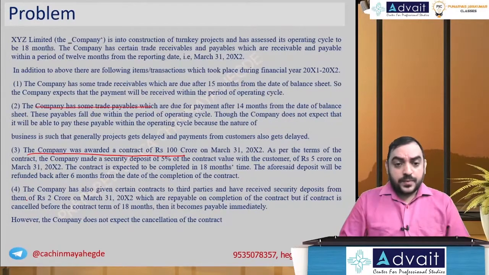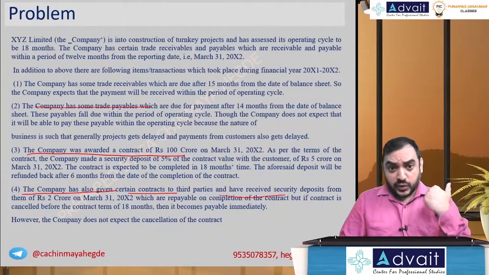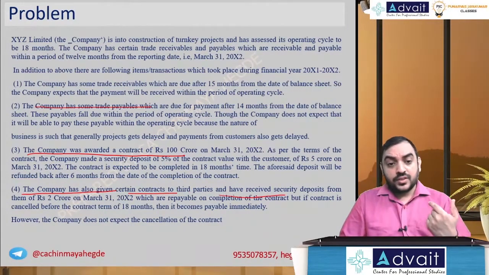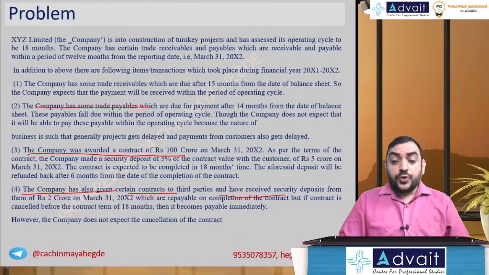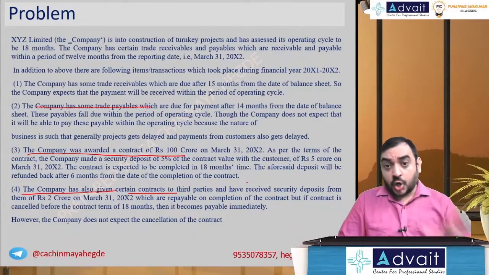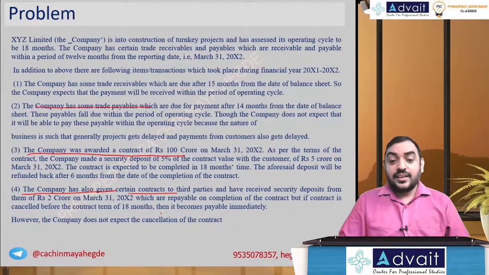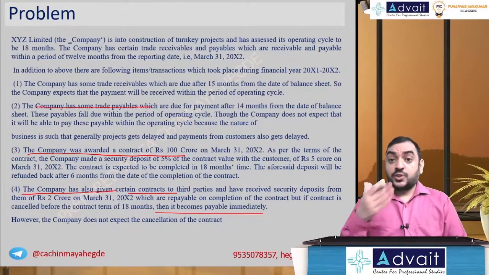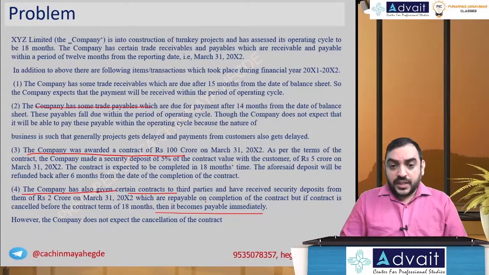Next, the company has also given certain contracts to third parties and has received security deposits from them of 2 crores on 31st March 2002, which are repayable on completion of the contract. But if the contract is cancelled before the contract term of 18 months, then it becomes payable immediately. You received the deposit, so it's a liability. When is it going to be repaid? Upon completion of the contract.